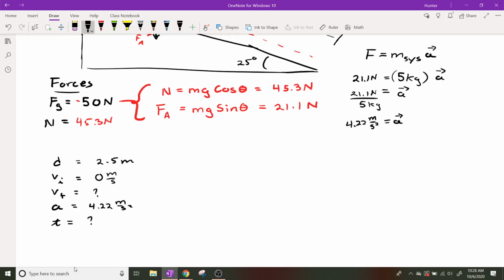Yeah, we don't have VF, so we can't use VF. Displacement equals VIT plus 1/2 AT squared. I'm going to have to use A instead of G this time. We know that the VI is 0, so this goes away. So my displacement is equal to 1/2 of 4.22 for the acceleration times time squared, and my distance is 2.5.